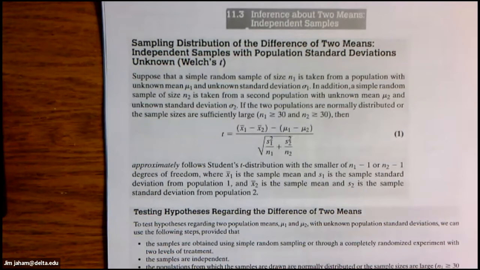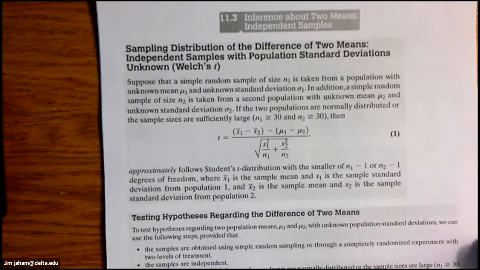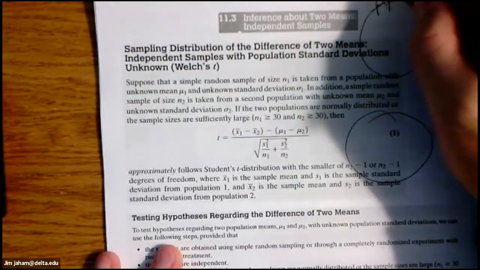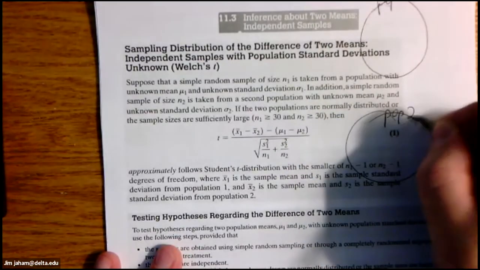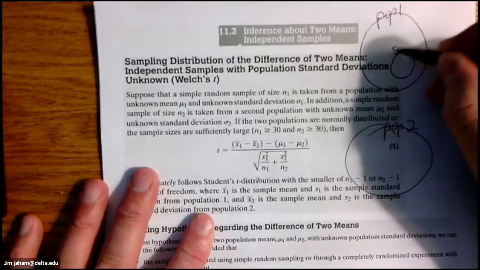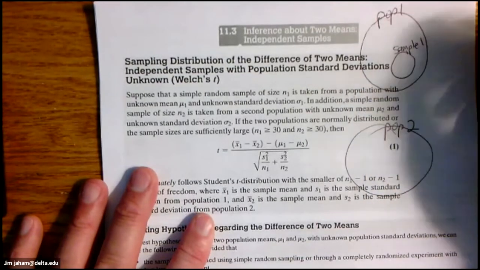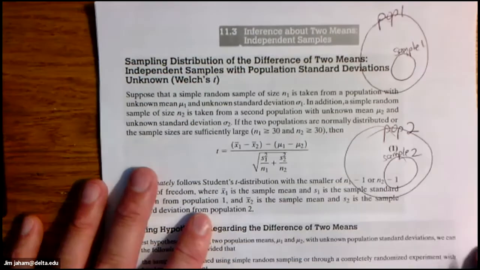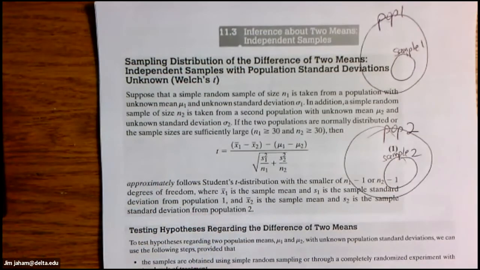You'll find that this particular test is very similar to the one from section 11.1, where we had two groups, population 1 and population 2. The way this is going to work is we're going to take a sample from the first group, and we'll take a sample from the second group. The data we're collecting in this case is numerical data. Back in section 11.1, it was categorical data.